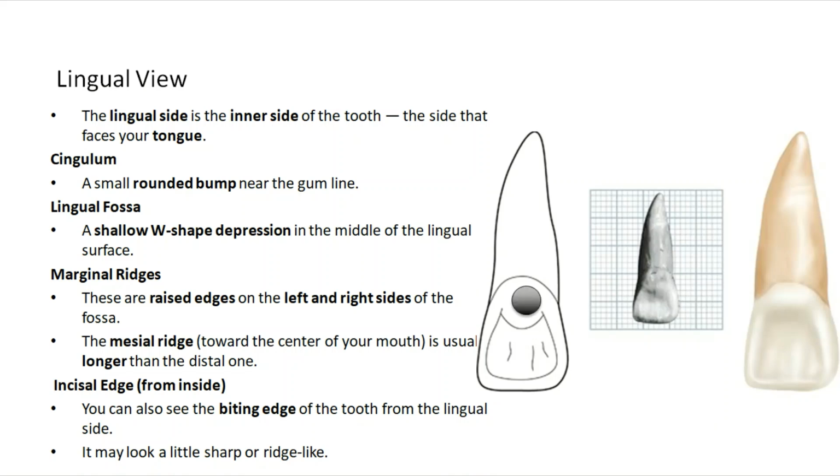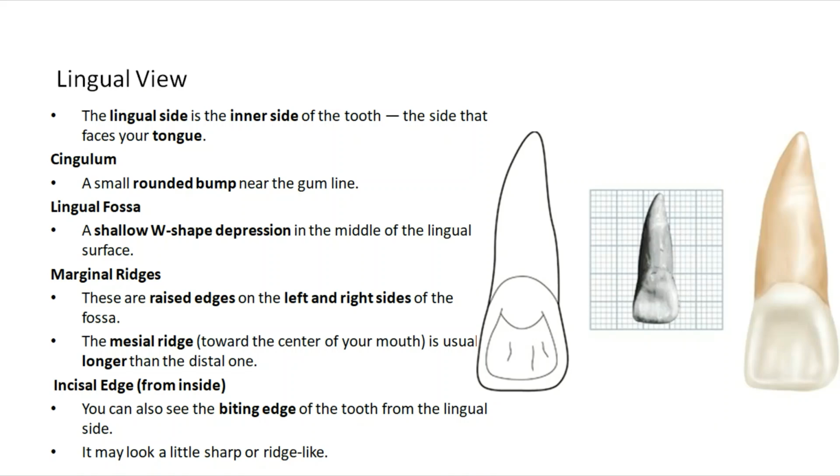The lingual fossa is a W-shaped depression in the midline of the lingual surface. This W-shaped depression is seen here. The marginal ridges are raised edges on the left and right side of the fossa. The mesial ridge is toward the center of your mouth. It is usually longer than the distal one.